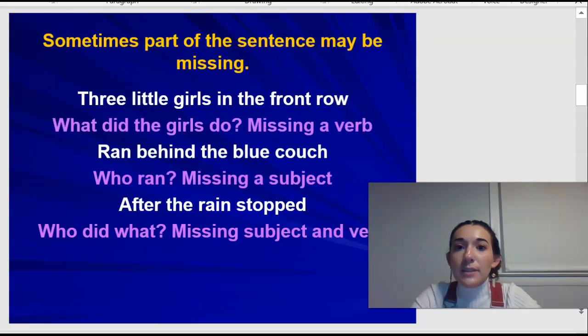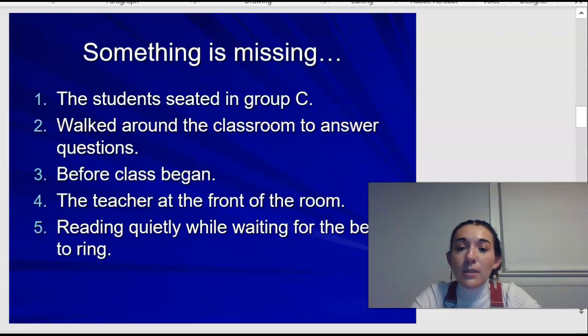So for each of these examples, let's start off with 3 little girls in the front row. It's a fragment because we don't know what the girls did, it's missing a verb. Ran behind the blue couch, we don't know who ran behind the blue couch, so it's missing a subject. After the rain stopped, we don't know who did what, we're missing a subject and a verb. So this is just our basic fragment.